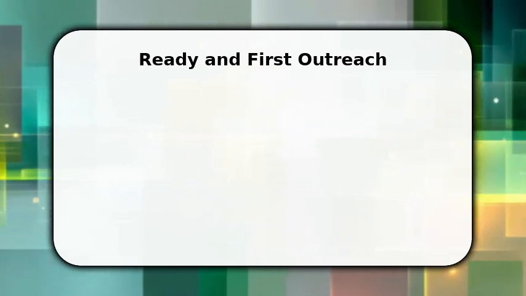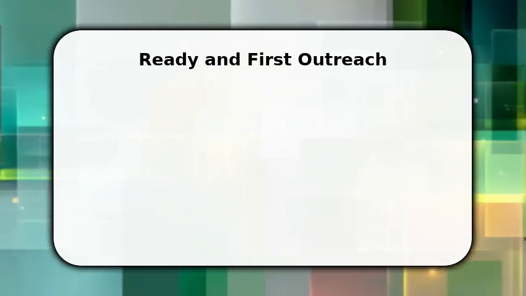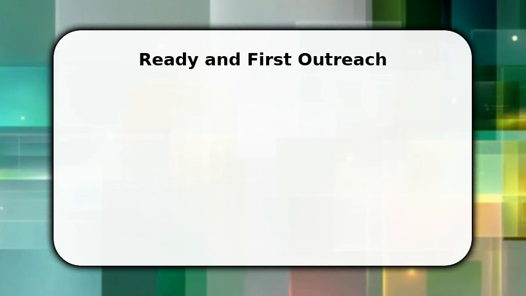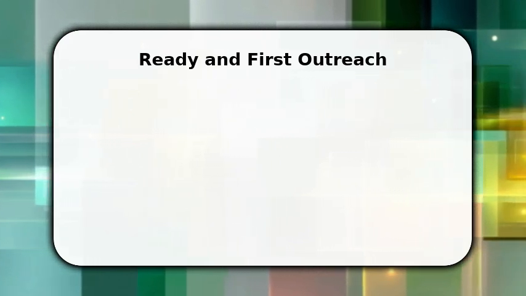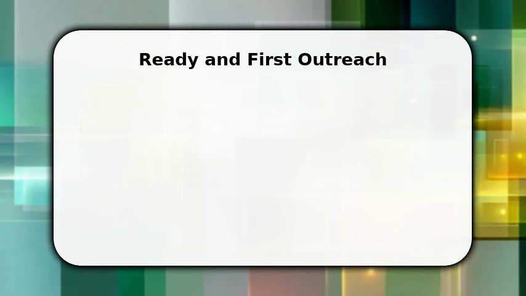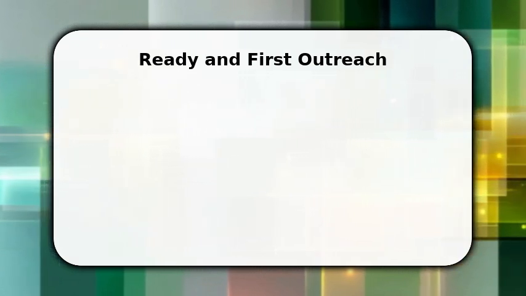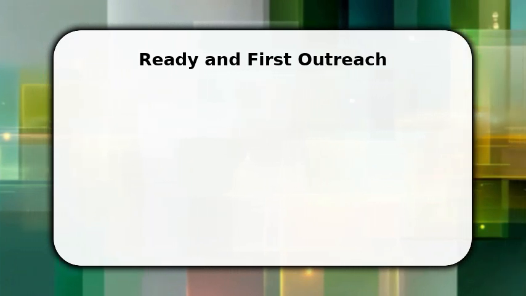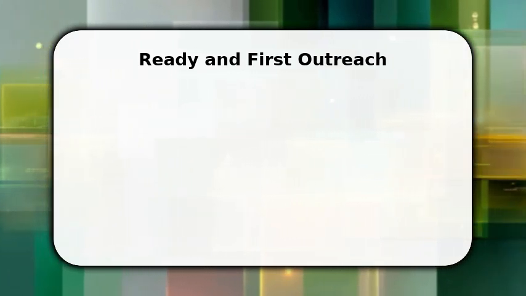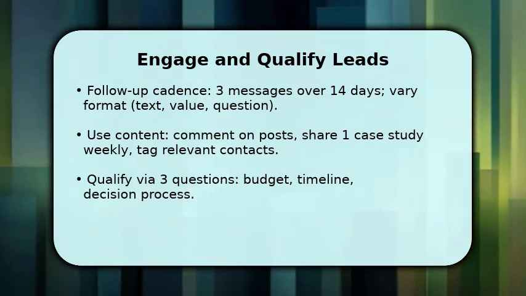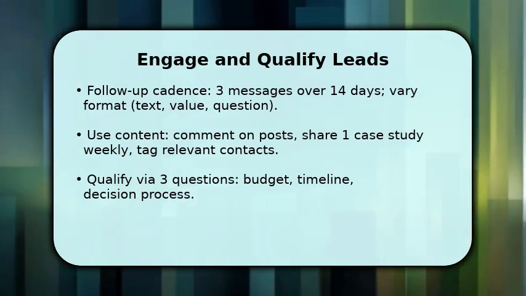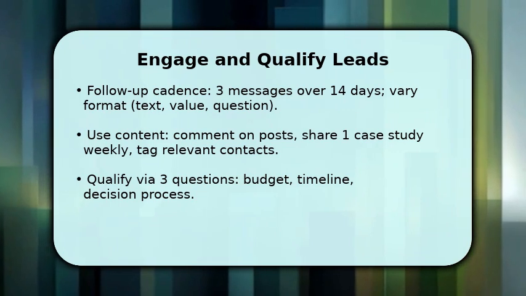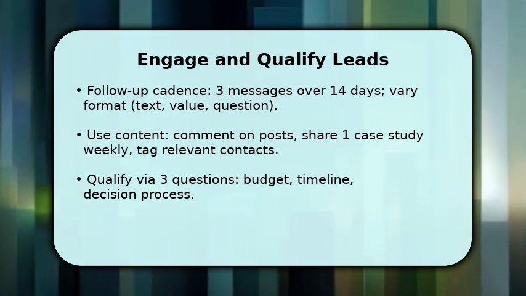Then write 3 concise outreach templates: a brief intro, a relevance line showing you understand their pain, and a one-action call to action. Send the first batch of 25 connection requests with tailored first lines that reference a mutual point or recent post. Once connections accept, begin a structured 14-day cadence with 3 follow-ups, an added value note, a short case study, and a clarifying question.